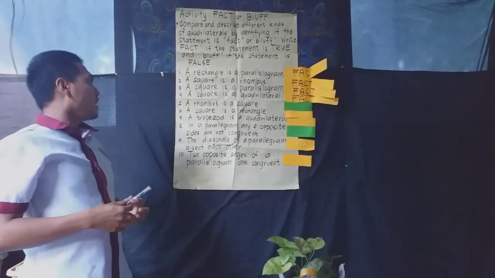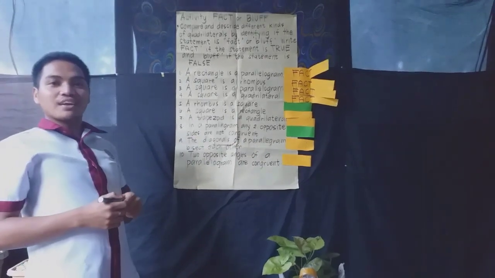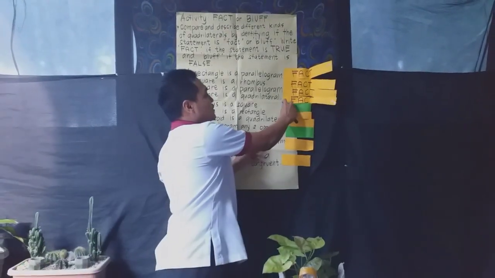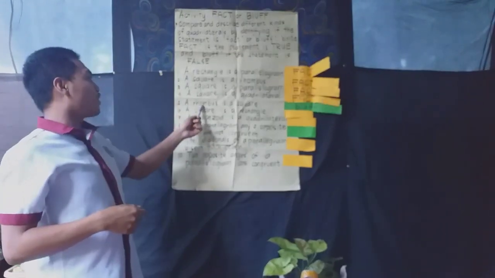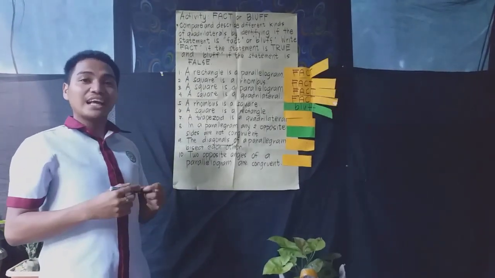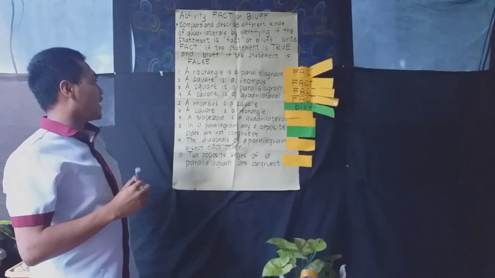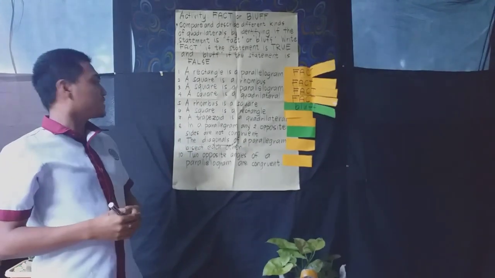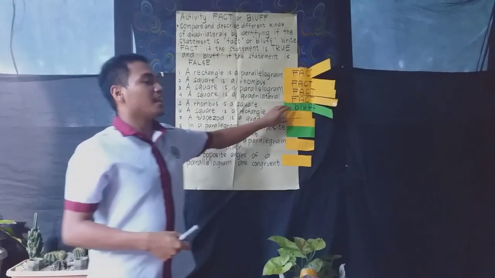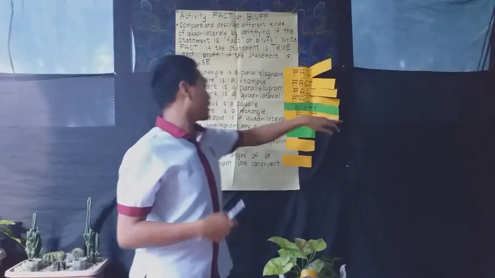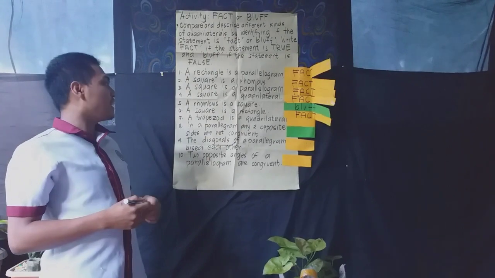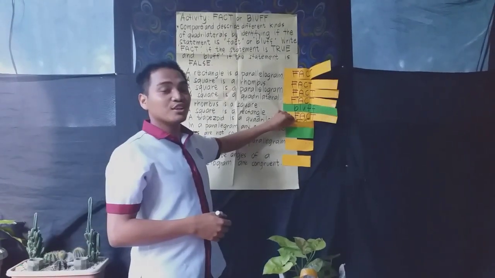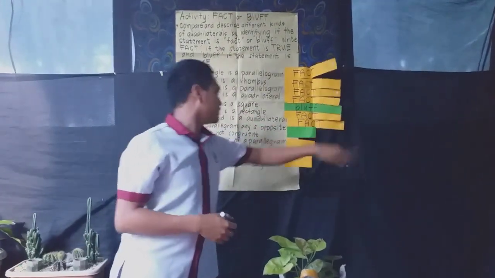For number 5, a rhombus is a square. So, the correct answer is blank. Why is it blank? Because a rhombus does not have all 90 degree angles. For number 6, a square is a rectangle. That is correct. For number 7, a trapezoid is a quadrilateral. So that is also correct.